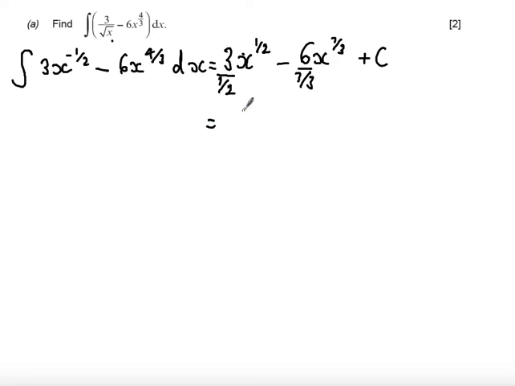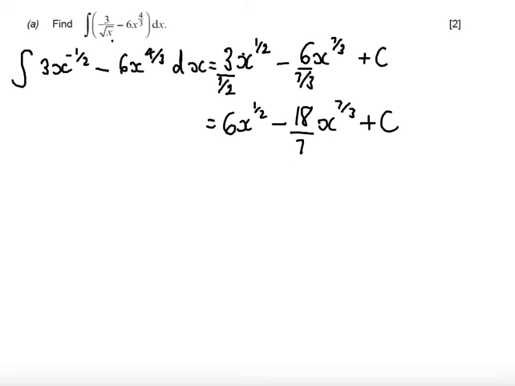And this can be tidied up to give 6x to the half, minus 18 over 7, so flipping the fractions upside down and multiplying the coefficient, 7x to the power of 7 over 3 plus c.